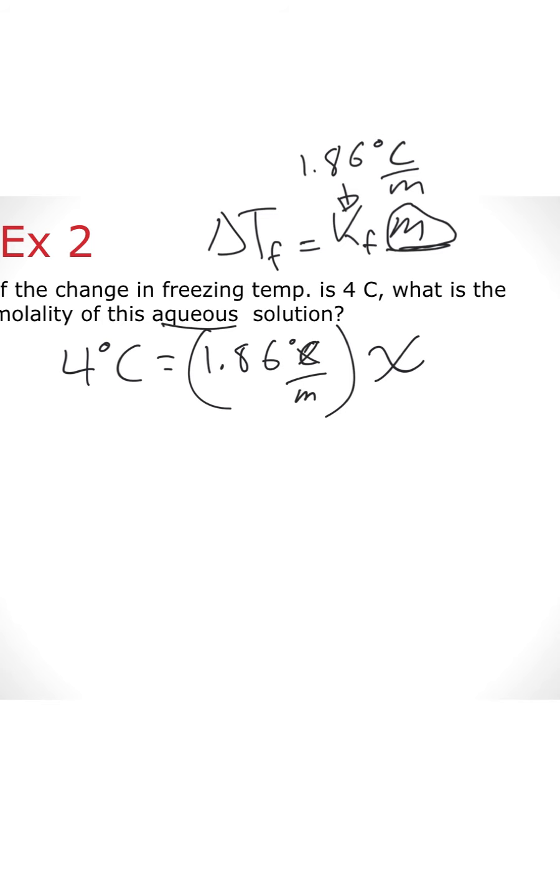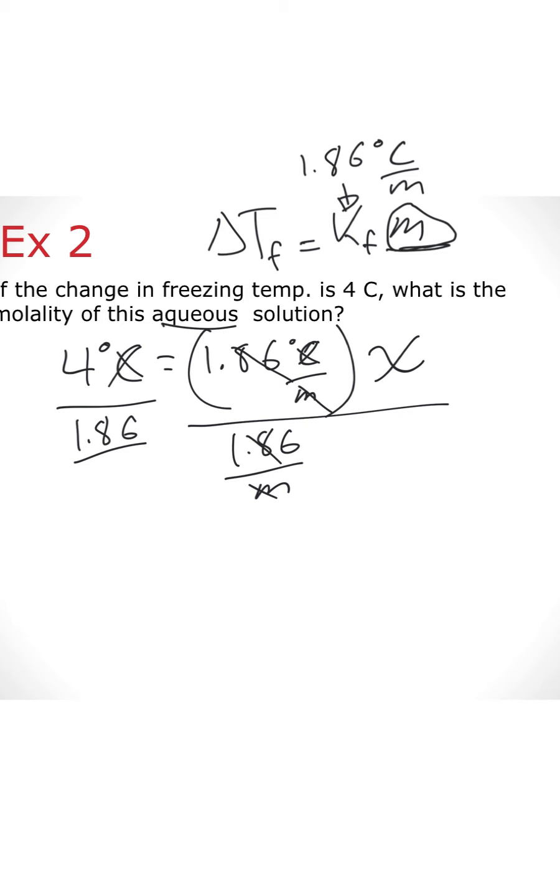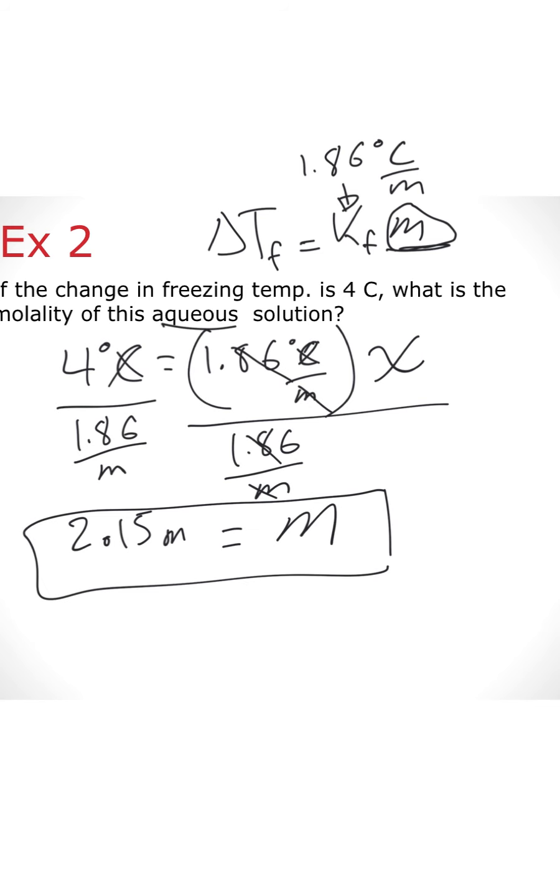Now I can cancel the degrees Celsius. Now I have 1.86 next to X. I don't want to get rid of that, so I divide by 1.86 over m. I cancel that out. But whatever I do on one side, I do to the other side. So now I have 4 divided by 1.86, and I get 2.15, okay? And then that m being in the bottom of a bottom brings it to the top. It's like a double negative becoming a positive. So the molality is 2.15, and X represented molality, and we have our answer.